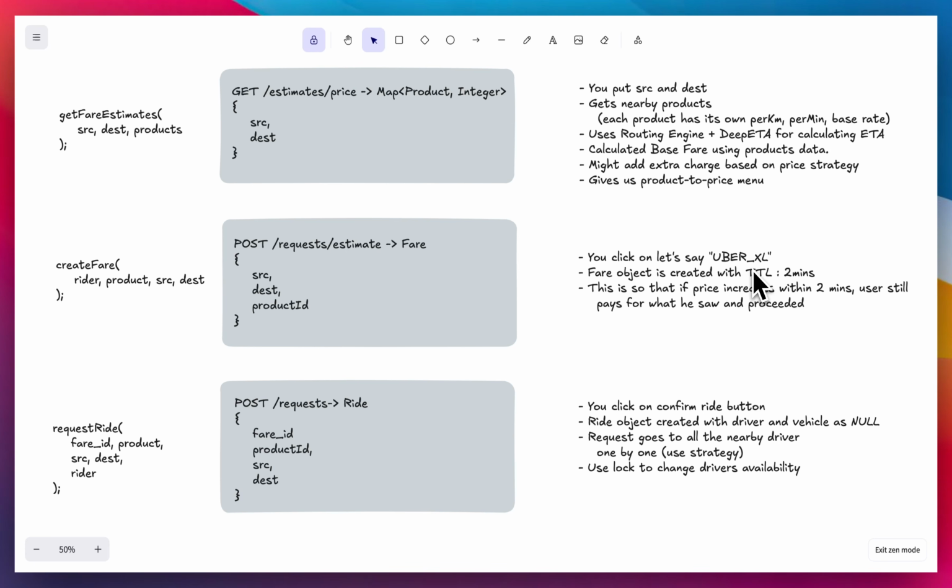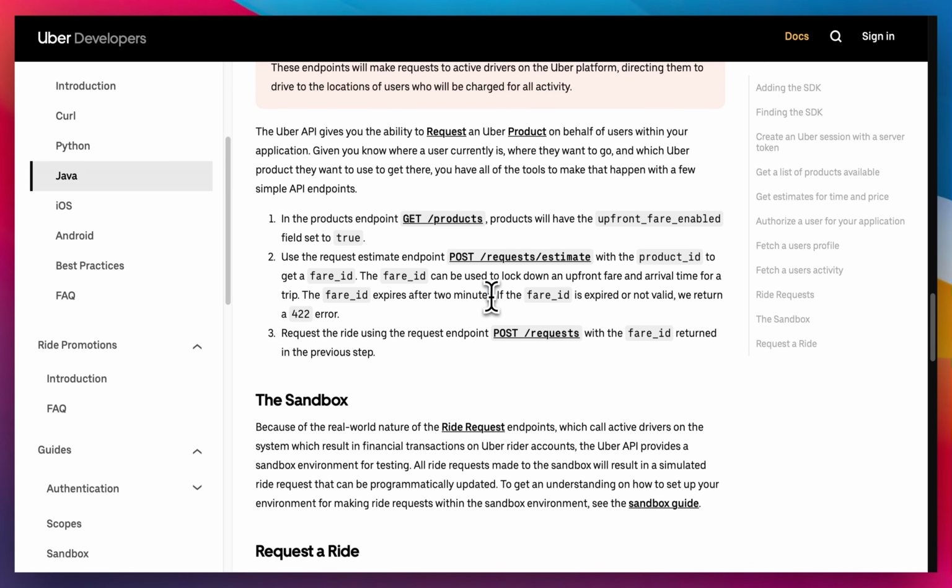But let's say after 30 seconds, the price went up from 500 rupees to 600 rupees. Now, what should you be charged? Should you be charged 600 rupees or 500 rupees? Obviously 500 rupees, right? Because while selecting the Uber XL option, you saw 500 rupees. That's the thing which we are going to deal with. Once you select a particular product, a fare object will be created which would store the pricing at the time of selecting that product, and that fare object would be locked for a certain time duration. Uber basically locks that for 2 minutes, and after 2 minutes it will throw this exception.